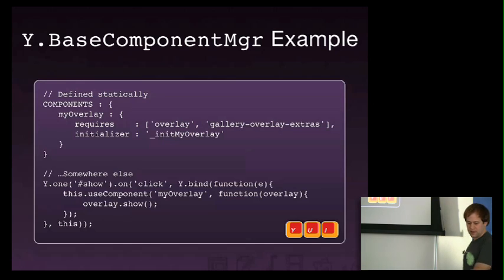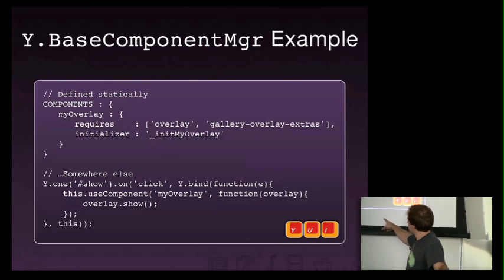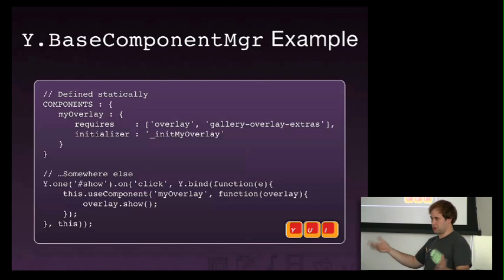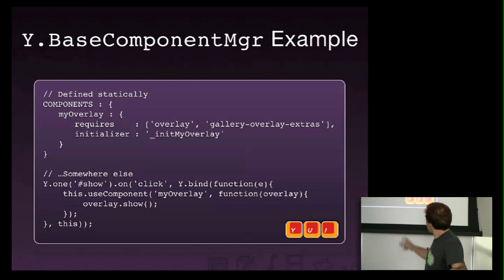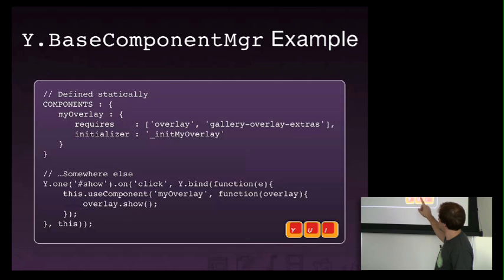And I have a code example here where I have this component that I've named my overlay. It requires overlay and gallery overlay extras, and I have an initializer that will actually create the instance of this overlay. Now, in my code, when I actually need to use it, say there's a click on some show button or whatever, I can say use component my overlay and then provide a callback. And when this is passed into my callback, it's been guaranteed that the dependencies have been loaded and that the instance has been initialized.